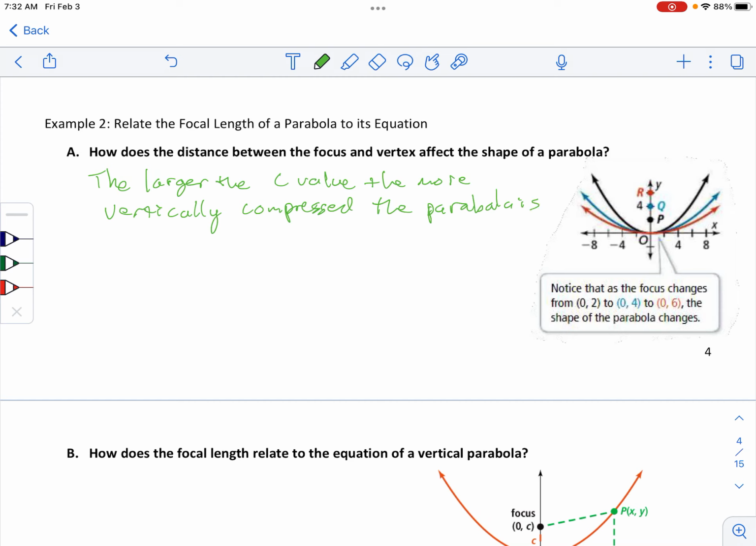Okay, and then remember again that C is the distance from the focus to the vertex.